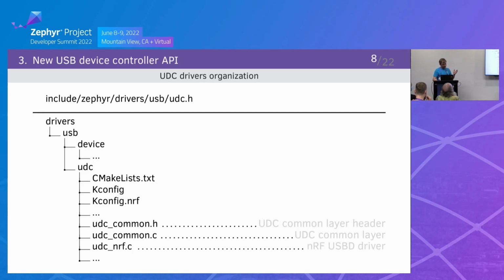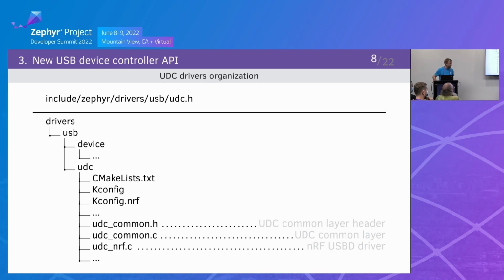So that's just a reference for the structure of the new implementation. We put everything in a new namespace called UDC, because device was already reserved by the current implementation. So yeah, that's about the UDC API. Any questions related to that? No.